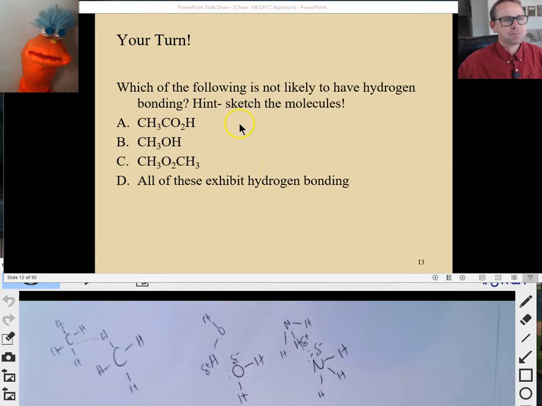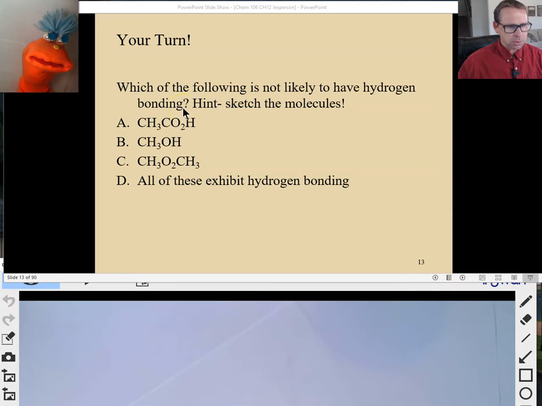Okay, so which of the following is not likely to have a hydrogen bond? And they ask us to sketch the molecule, right?